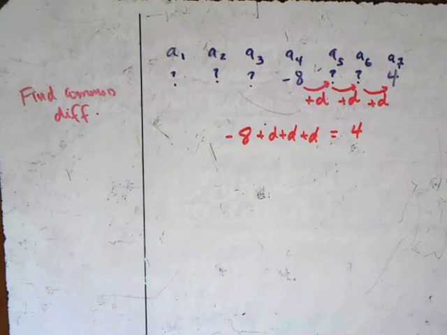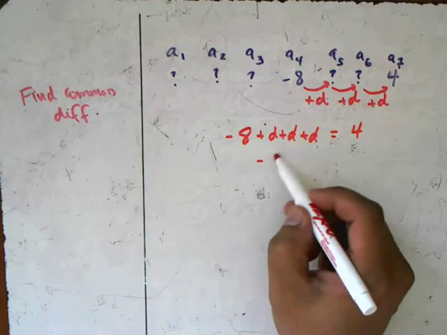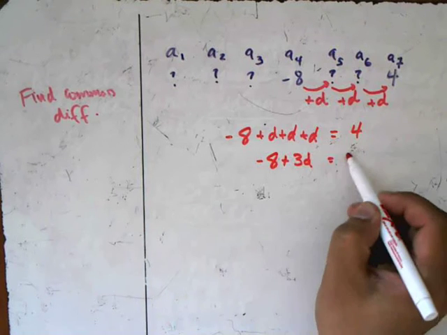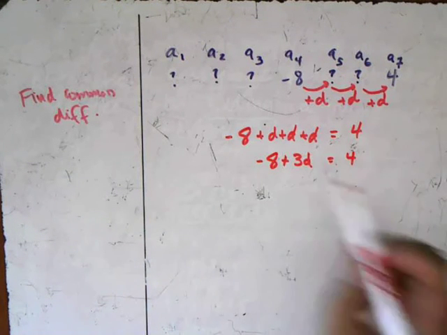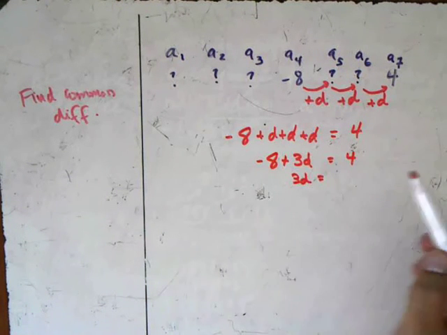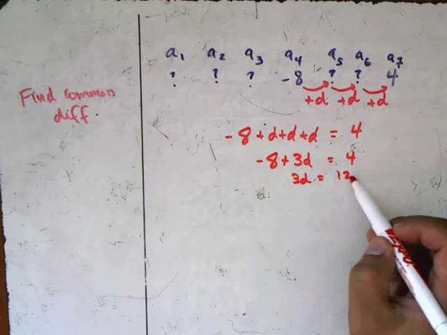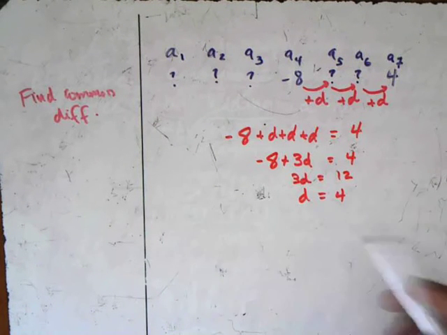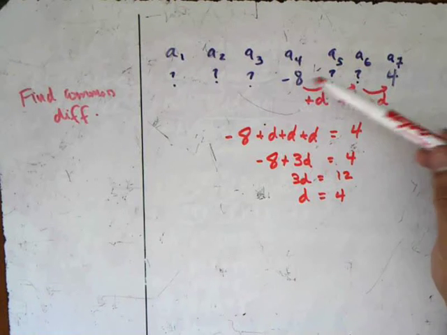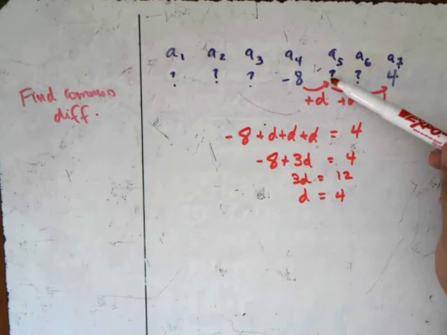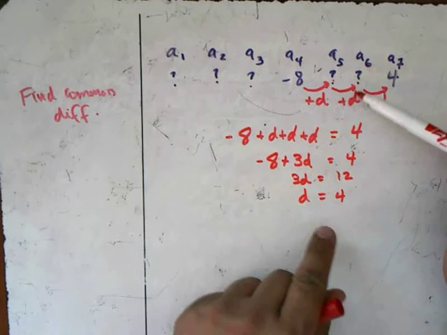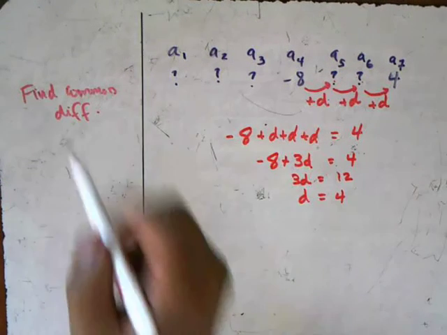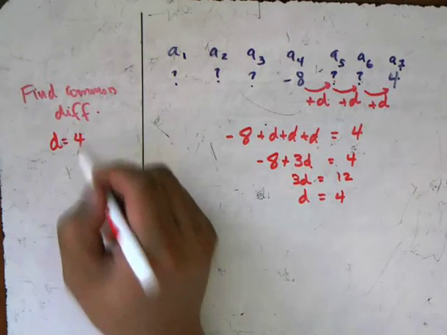And now this is a relatively simple equation. I can solve this and get -8 plus 3D equals 4, 3D equals 12, D equals 4. And let's check if this is true. -8 plus 4 is -4. -4 plus 4 again is 0. 0 plus 4 again is 4. So the common difference, we know, is equal to 4.